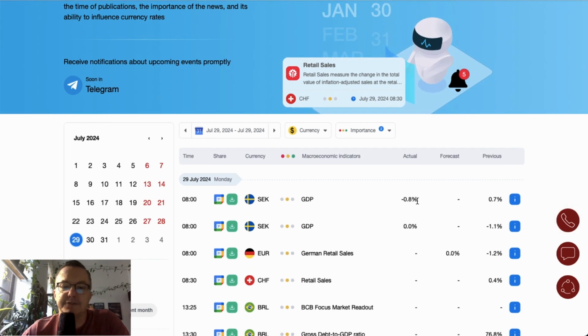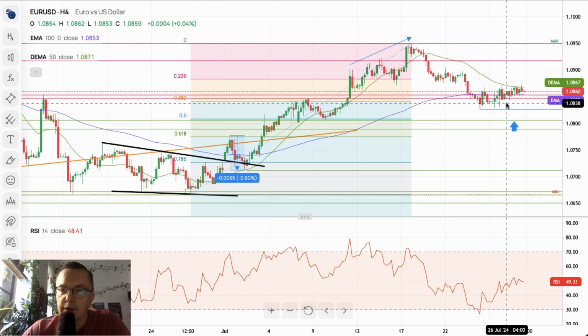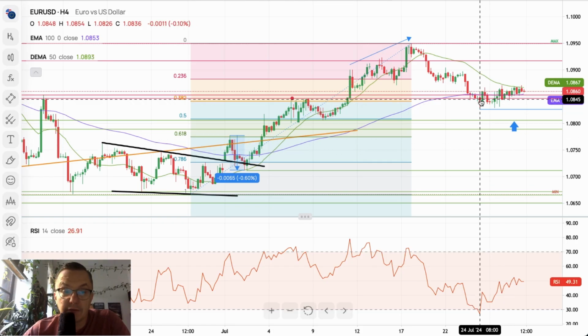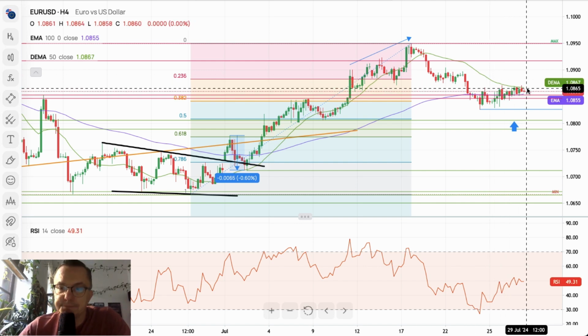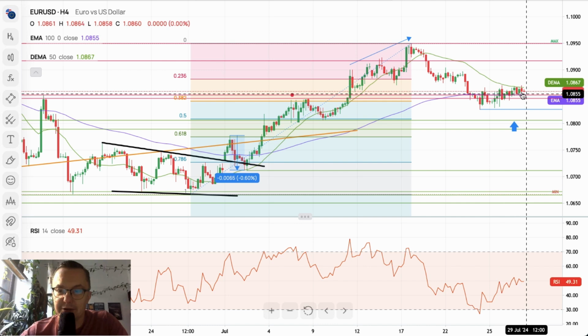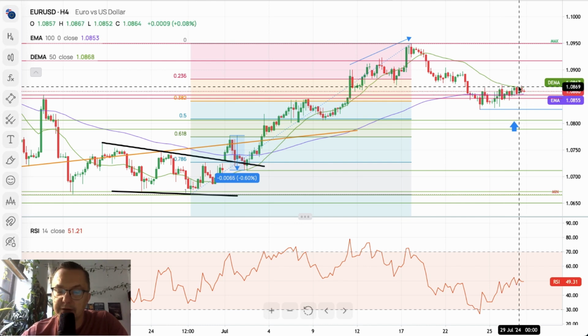So let's just switch to the charts. Let's take a look at what is going on with the euro dollar and the other majors. Our chart of the euro dollar is showing us a lack of volatility after we hit the level of 1.0826. The market is coming up and down in a very narrow range, just below the 50 periods moving average and just above the 100 periods moving average. This range is limited to not even 20 pips.